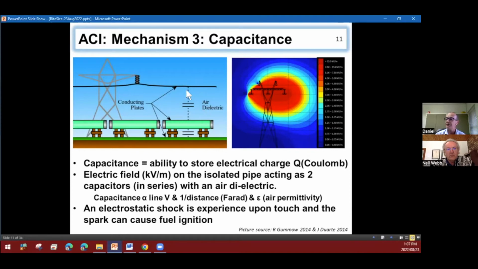So this is the first capacitor, and the second capacitor in series is the pipe again, and then the earth at the bottom with the dielectric in between. And with this capacitance, the voltage generated on the pipe is very much dependent on the voltage, not as in the inductive case, where it is dependent on the current. This is dependent on the voltage and then also on the distance and the air permittivity, of course. From this, an electrical shock can be experienced, and also a spark can cause fuel ignition.